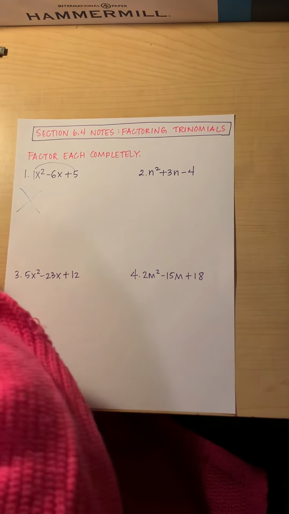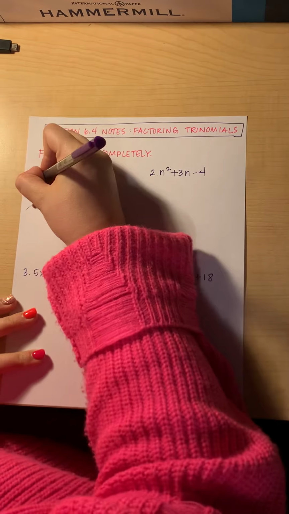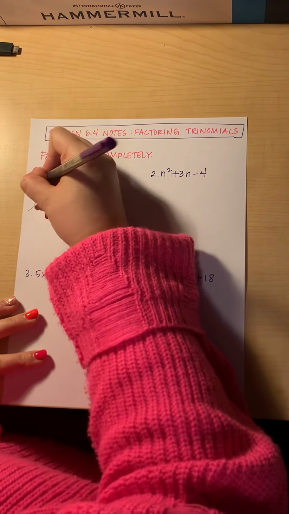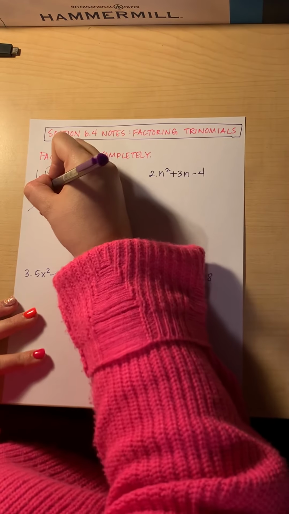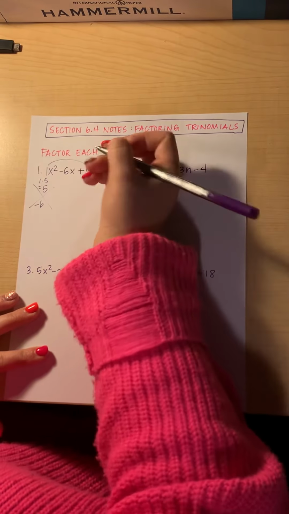So let's switch back to purple. I'm going to multiply the 1 times the 5. You don't have to write that part out, I'm just doing that for the sake of our notes here. So 1 times 5 is 5, and our middle number we put down here.